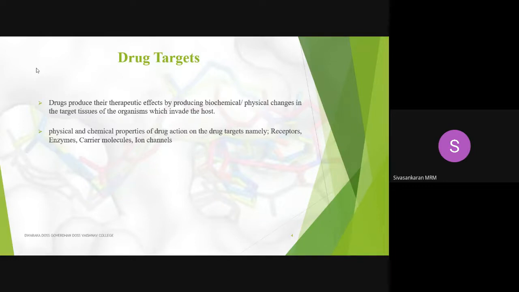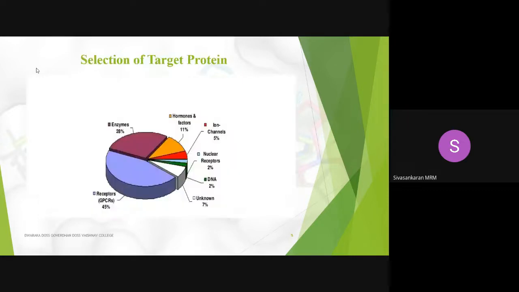So, in humans, there are a lot of diseases caused due to this type of receptors. Basically, by targeting those particular protein receptors, we can cure the diseases. The selection of target proteins: basically 48% is GPCR, the G protein coupled receptors.